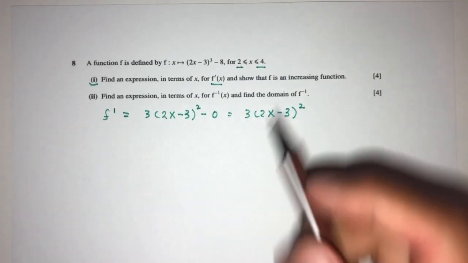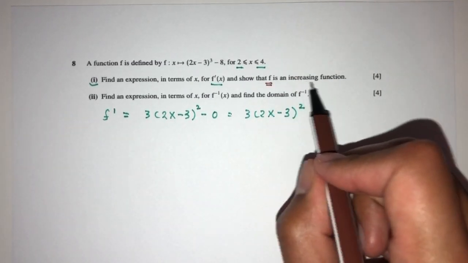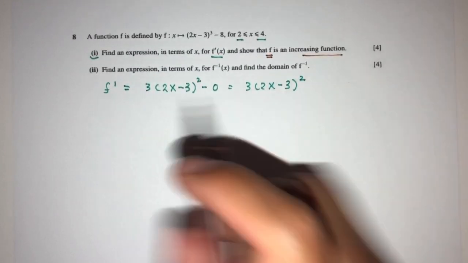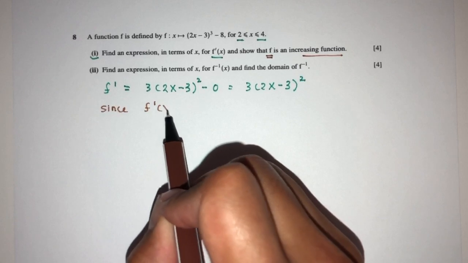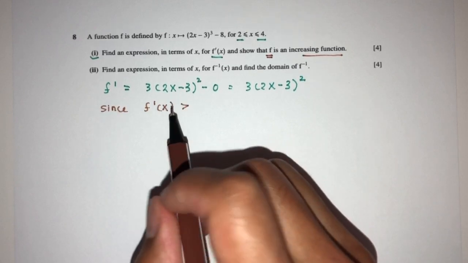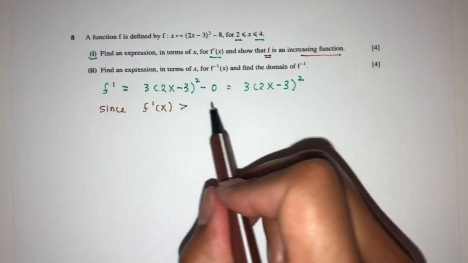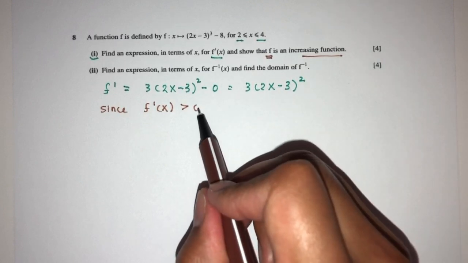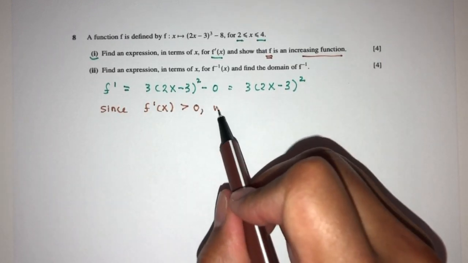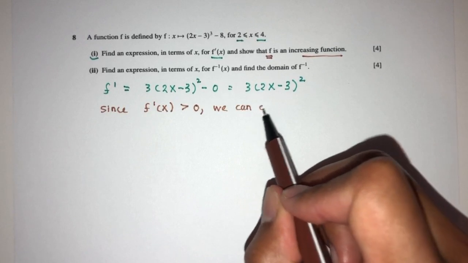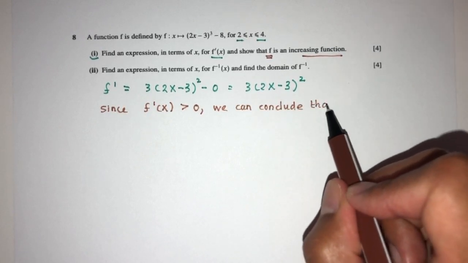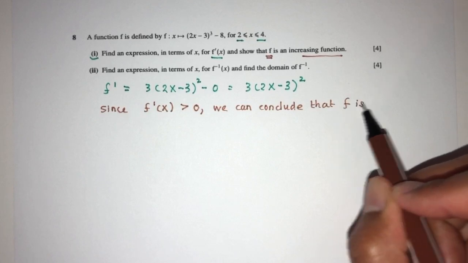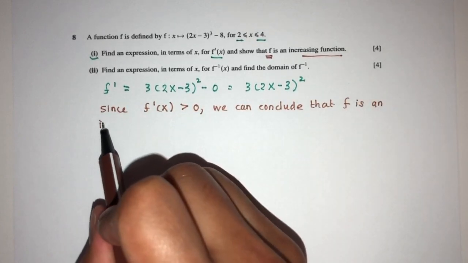Now we have to show that f is an increasing function. So we can see that since f prime of x is always going to be more than the value of 0, as you can see, always positive, right? You can see that we can conclude that f is an increasing function.